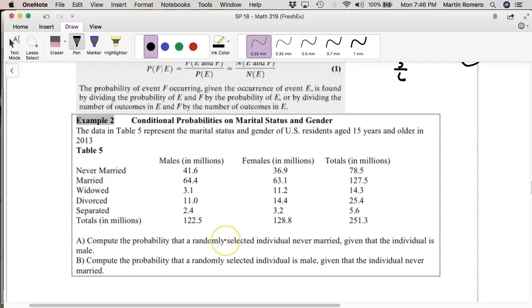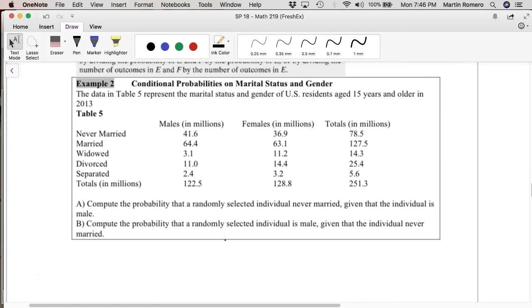Compute the probability for A, the probability that the individual never married, given that the individual is male.